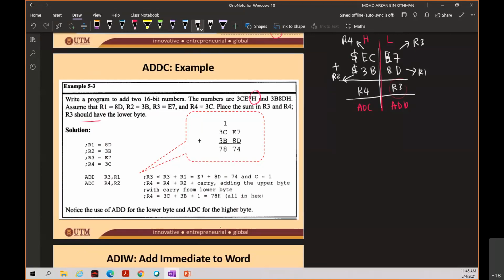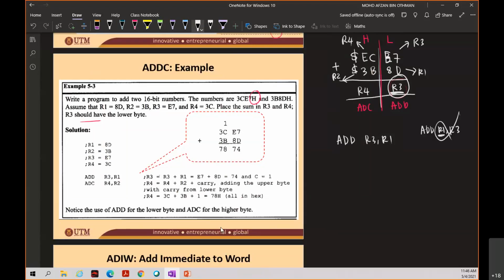So how do we program the addition of these two numbers? You simply add the lower byte first: ADD R3, R1. Why R3, R1? Because the result is going to be stored inside R3. If you use ADD R1, R3, then it is wrong, because the result is put into R1. This question asks you to put the result in R3.